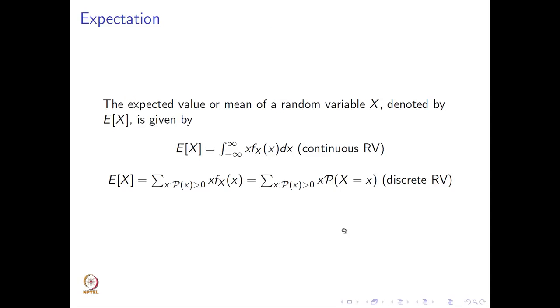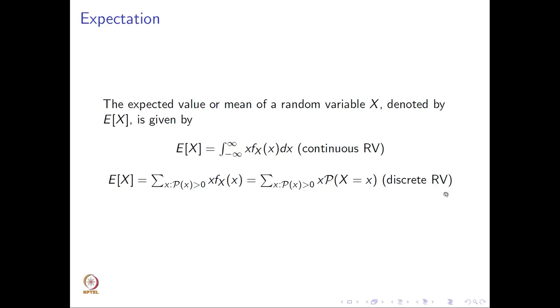Let us now look at expectations of random variables. The expected value or mean of a random variable X, denoted by expectation of X, is given by the integral from minus infinity to infinity of x into fX(x) dx. Note that fX(x) here is the probability density function associated with random variable X. This definition holds when X is a continuous random variable.